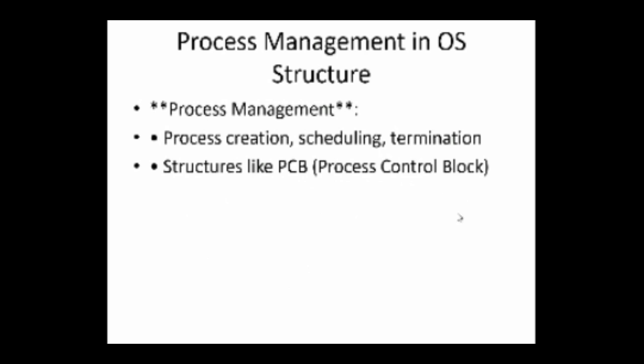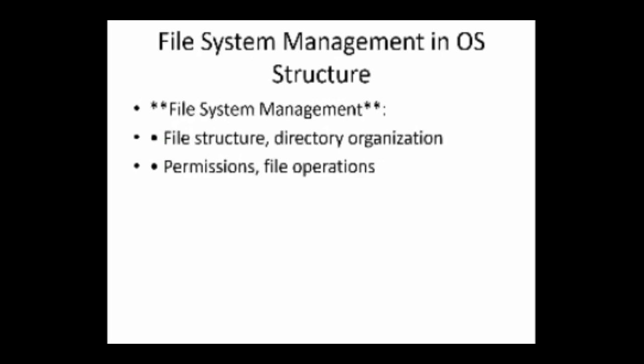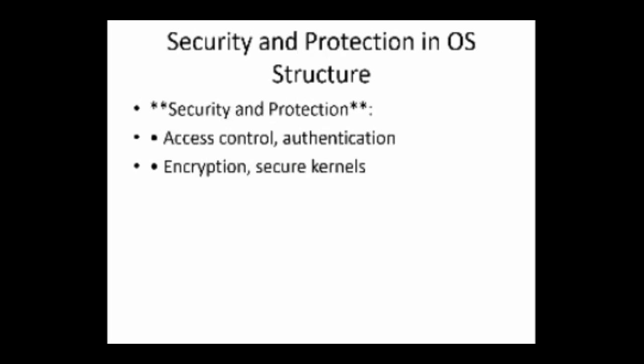Next, process management in OS. The process can be managed through process creation, scheduling, and termination, with structures like the PCB, process control block. Next, memory management in OS. The memory can be managed through virtual memory, paging, segmentation, and memory allocation strategies. File system management in OS structure. The file system includes file structure, directory organization, permissions, and file operations. The device management in OS structure. The devices can be managed by device drivers, input-output scheduling, buffering, caching, and spooling.